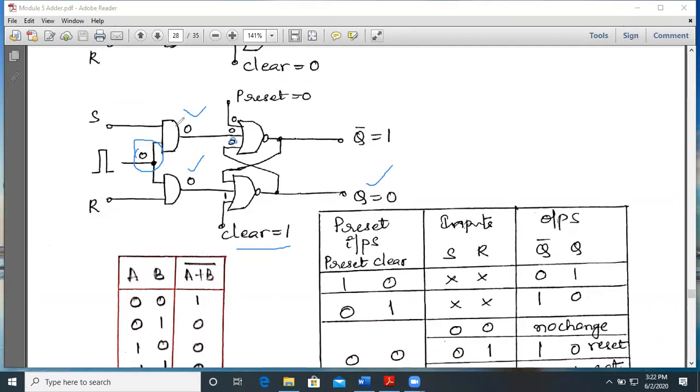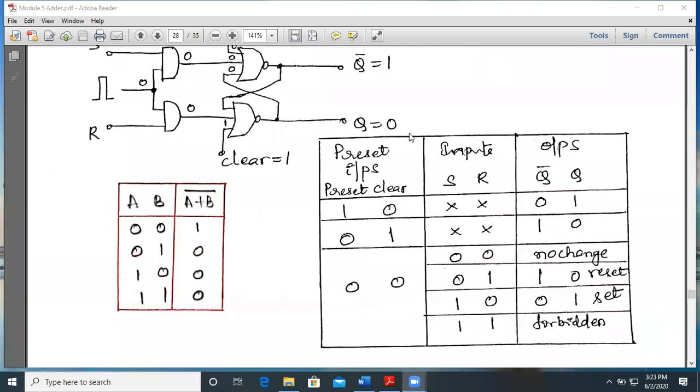So here 1 0, the output of this AND gate is 0, and preset is also 0. Since all the inputs are zeros, we are getting Q bar as 1. That means, irrespective of R and S inputs, if the clear input is 1, we are getting Q as 0. That means the flip-flop is reset. That is, if you are getting Q as 0, we are getting the state as reset. So that is how it is being done.